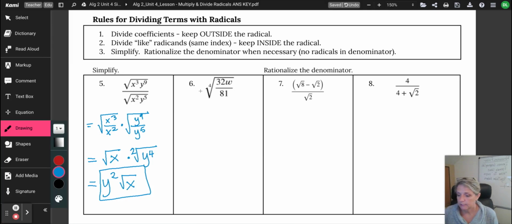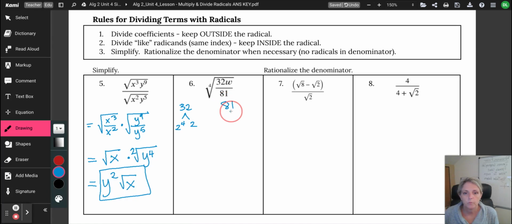Okay, for number 6, so we have the 4th root of 32w over 81. And when I'm looking at this 4th root, I'm looking for numbers that I can pull out. So I'm looking for the perfect 4th roots, which means multiples of 4. So if we look at 32 and we break that down, 2 times 2 is 4, times 2 is 8, times 2 is 16. So hopefully you can start using these and you get them memorized. So we have 2 to the 4th is 16, and then 16 times 2 is 32.